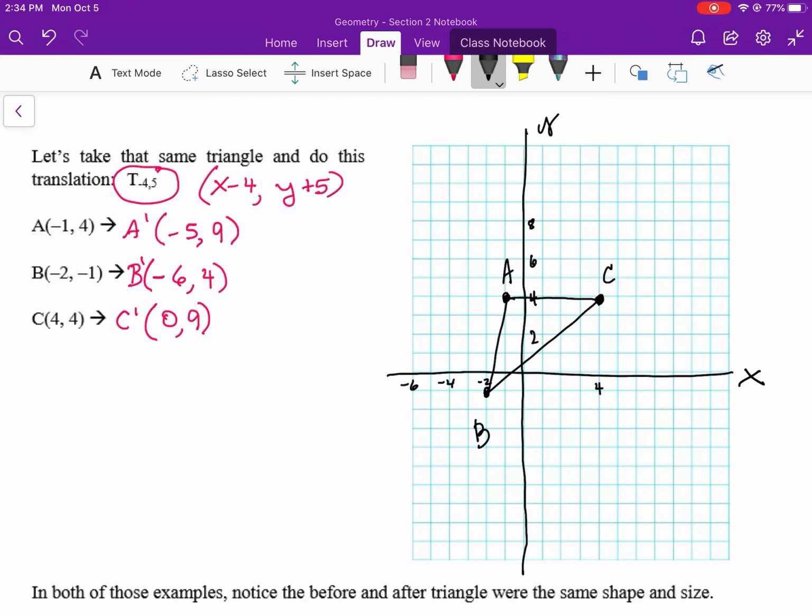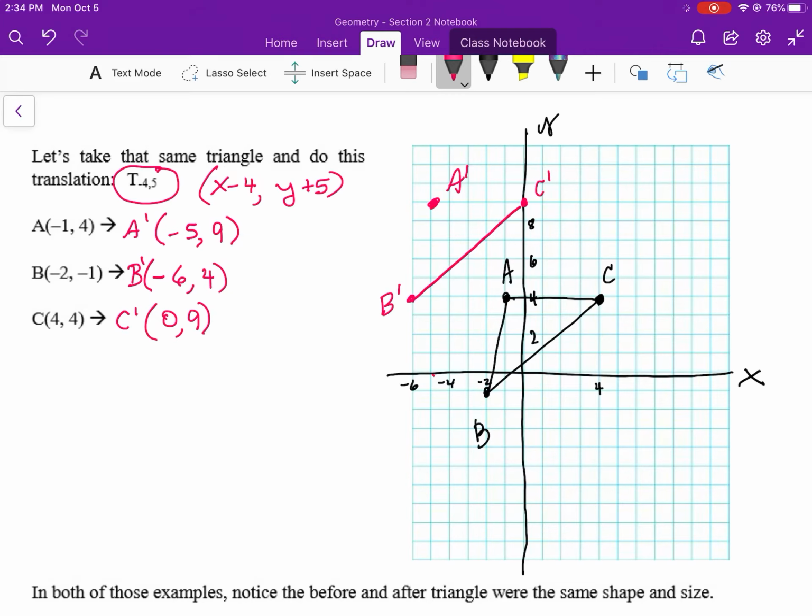All right, so now when I do this one, -5, 9. So that would be way up here. This is A prime. B prime is -6, 4. That's here. If I would have gone off the graph paper, I would have had to move the whole thing. Don't be drawing extra lines on your graph paper. And then 0, 9 would be here for C prime.